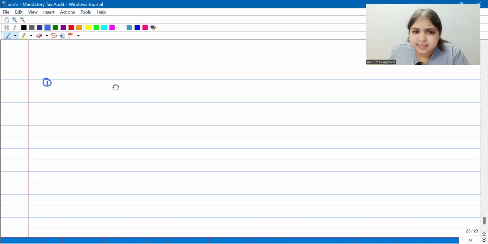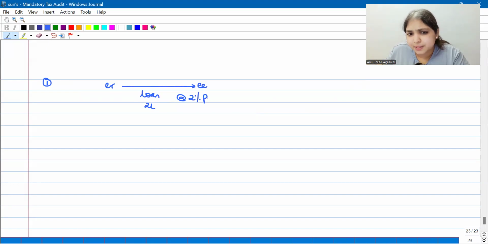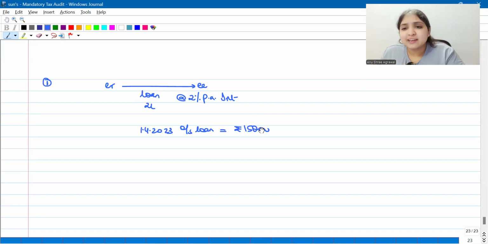See, let us say the employer has given the employee a loan of 2 lakh rupees at, let us say, 2% per annum interest. Alright. But what happened is on 1st April 2023, when our year began, out of this 2 lakh rupees loan, the outstanding amount was only 15,000 rupees, guys, which is within 20,000 rupees. And let us say the SBI lending rate on the 1st April of the year was 5% per annum. Now my question to you is: is the perquisite going to be taxable? Yes or no? If yes, compute the amount.